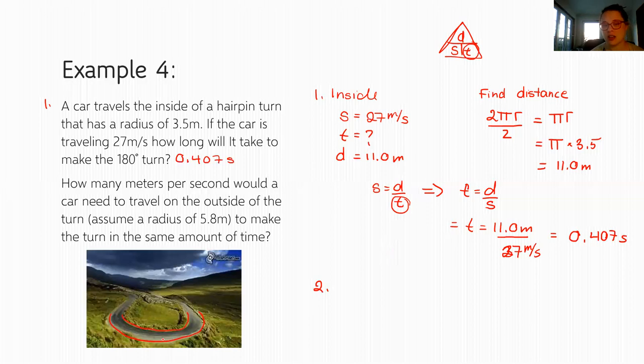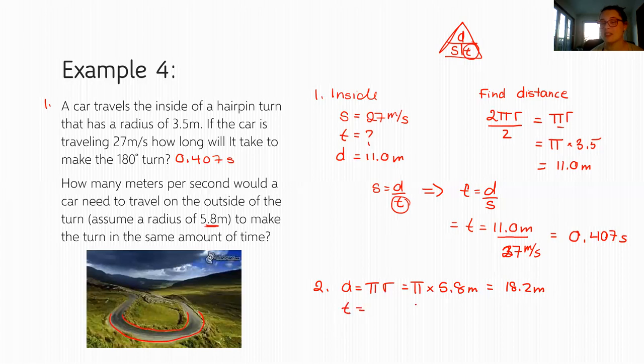on the outside of the turn? So outside edge, and the outside radius is 5.8 meters to make the turn in the same amount of time. So we're going to have to find the distance again. How long is the outside curve? The distance is going to be the same formula as before, pi times radius, which is equal to pi times 5.8 meters, gives us a distance of 18.2 meters. It's quite a bit more distance. It's not quite double, but getting close.